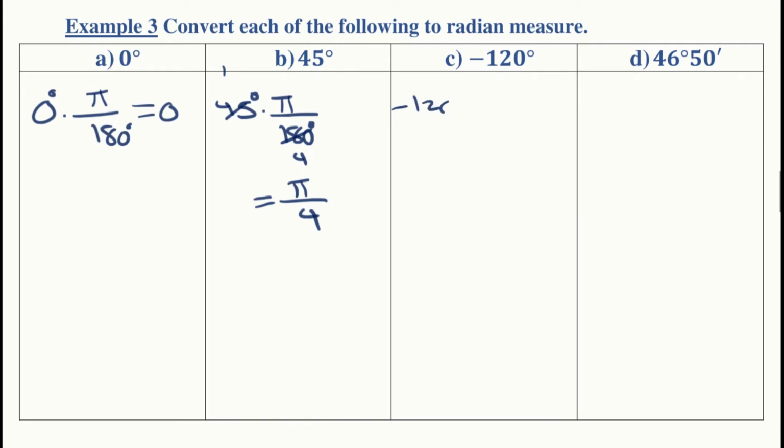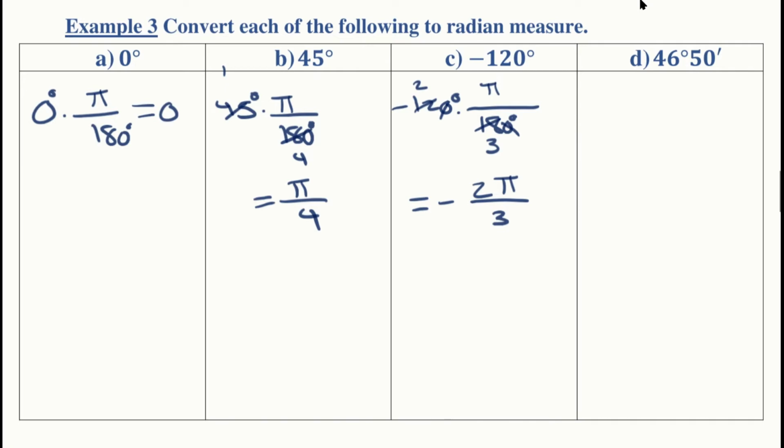All right, so negative 120 degrees times pi over 180 degrees. And this time the zeros definitely cancel out, the degrees cancel out, and 6 goes into 12 2 times, and 6 goes into 18 3 times. So we end up with negative 2 pi over 3. So this represents exactly negative 120 degrees, and this is in radians.